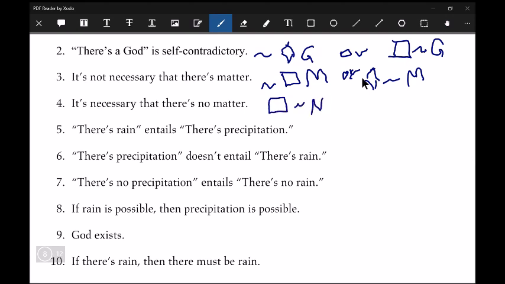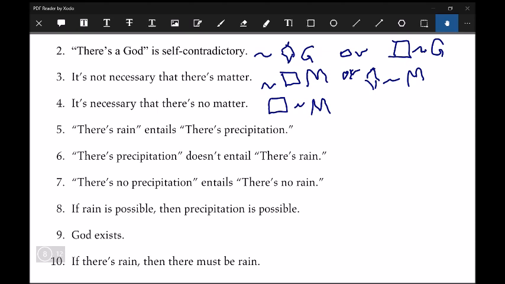Necessary that not M. And this was held by George Berkeley, who is an Enlightenment philosopher. He was very much against materialism, which would deny matter. But he went beyond just denying matter. He said, not only isn't there matter, but there couldn't be. The idea of independently existing material object is self-contradictory.